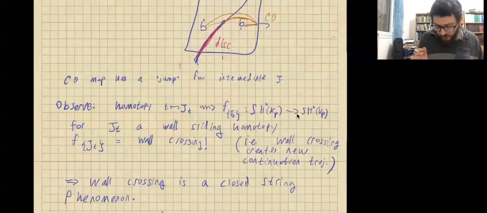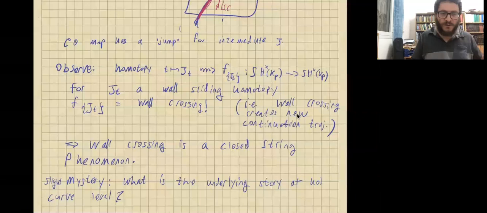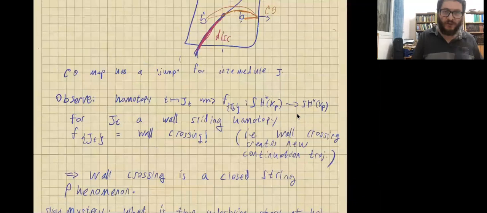I think this is the explanation why, at least this was my motivation initially for thinking that we could do the entire reconstruction, for example, using just purely closed strings. It was because of this phenomenon. But actually, I think it's a little bit mysterious why wall crossing produces some kind of non-trivial continuation trajectories.